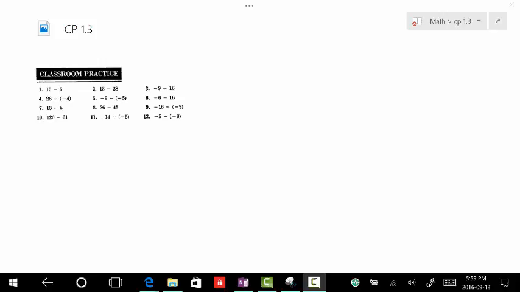Classroom Practice 1.3. In this classroom practice, you're subtracting numbers. There's no such thing as subtraction. You're really doing addition of negative numbers.